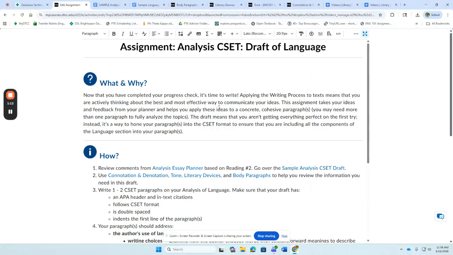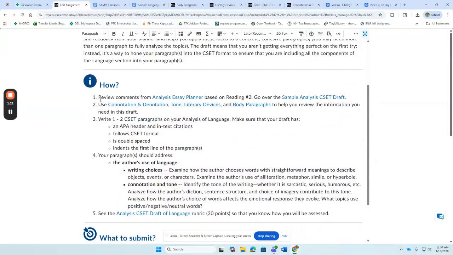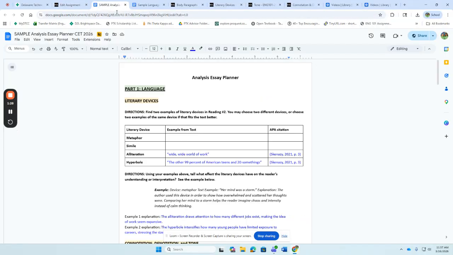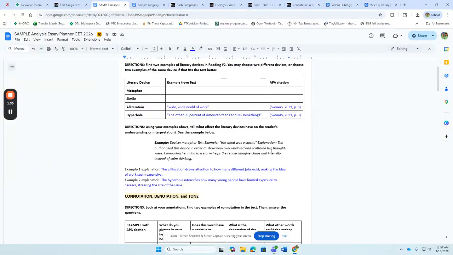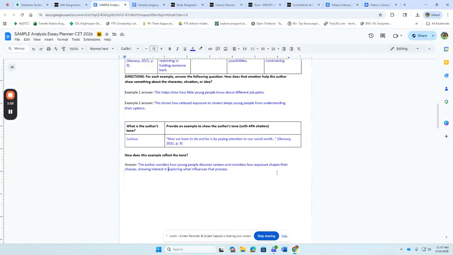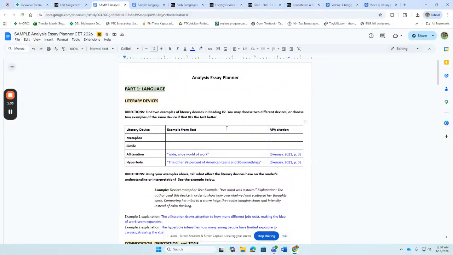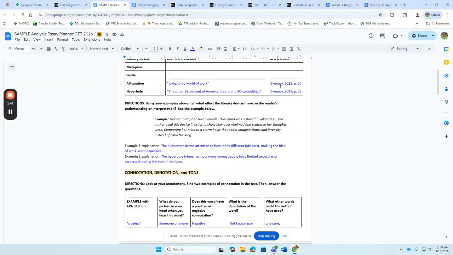Let's take a look at the directions so that we know exactly what to do. Notice I've got my tabs up and ready to go up here. So let's see what we're doing. The first thing that you're going to do is take a look at your analysis essay planner. So here it is, we're ready to go. You've gotten feedback on it, and now you can look at the feedback to see what you need to change or what you did really well, or some tips and tricks as to how to put this together when you're actually explaining all of this information in written format.